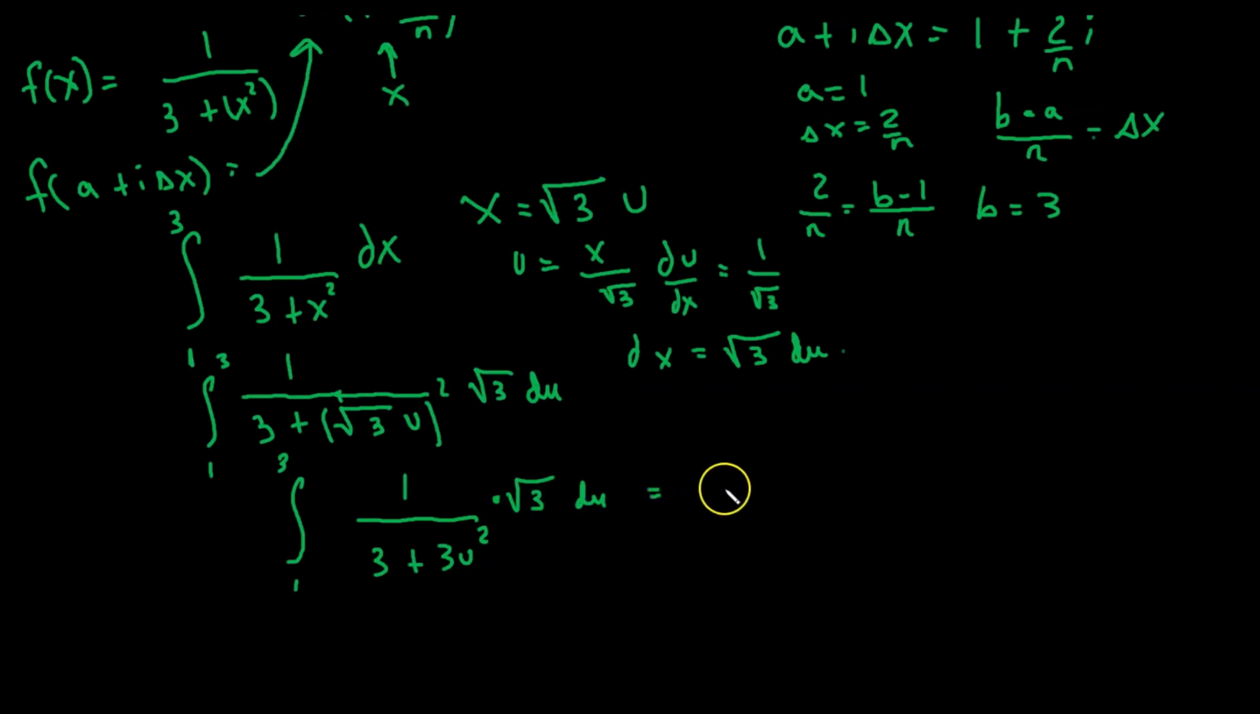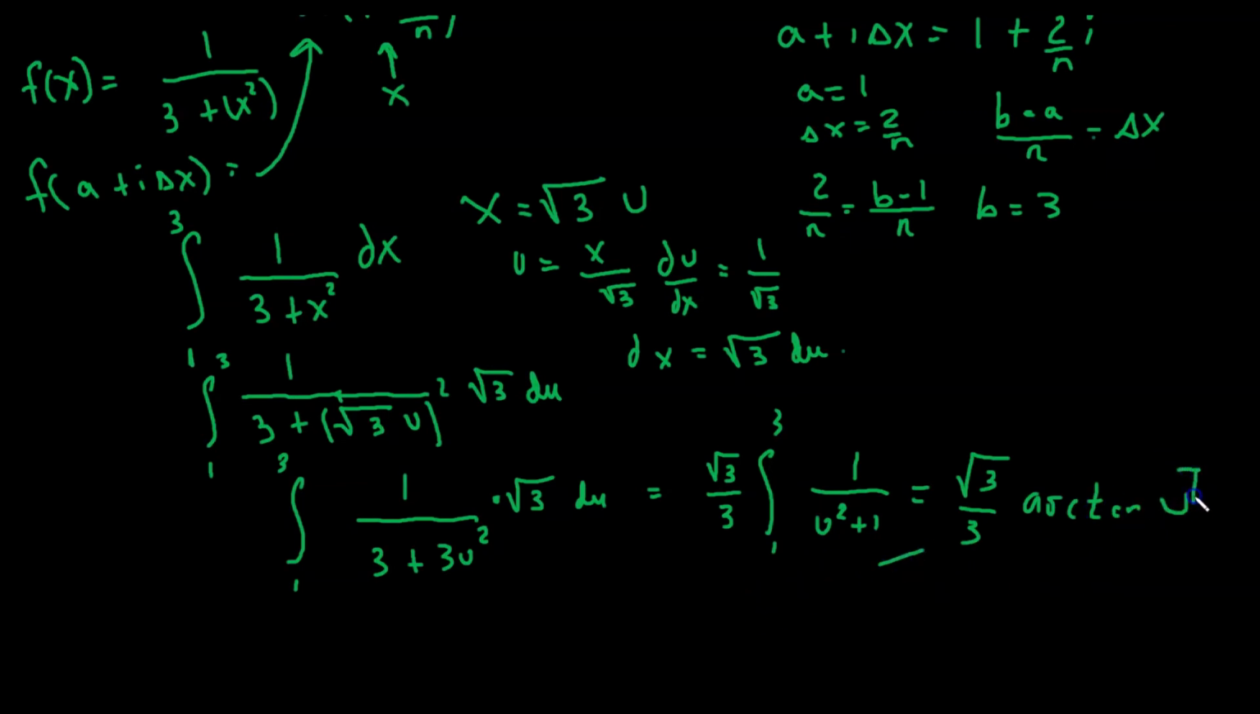Now I can pretty much factor out the 3 from the denominator, so I'll get root 3 over 3 times 1 over u squared plus 1. So now I have it in the easy simple integration, which is just arctangent. So the answer to this integral is root 3 over 3 arctan of u, and I can plug back in and evaluate it from 0 to 1.